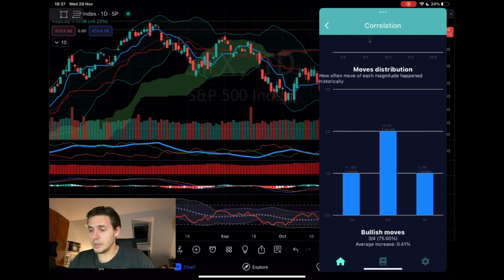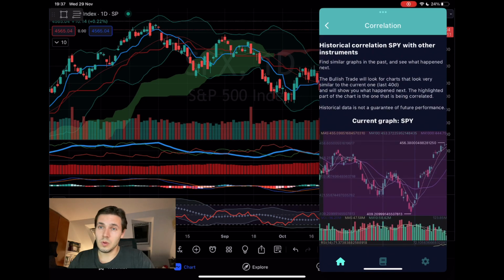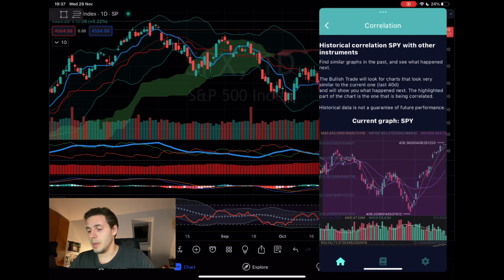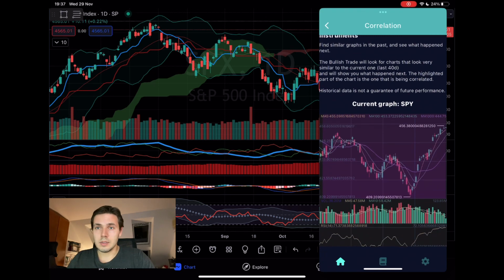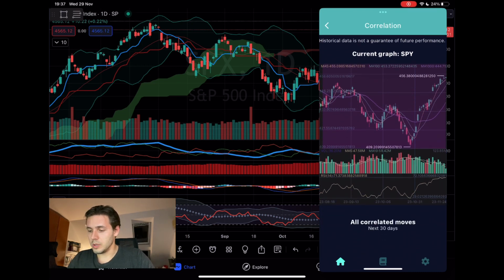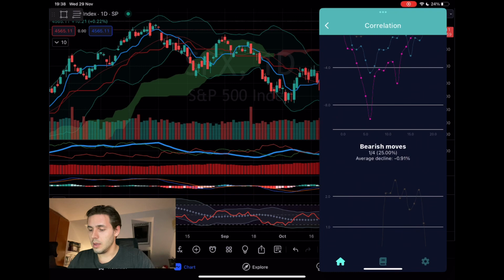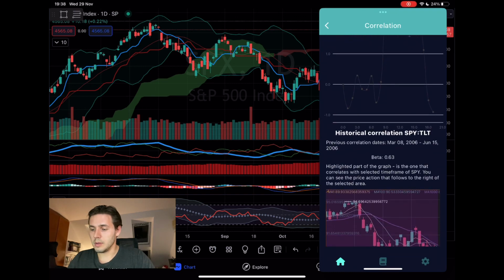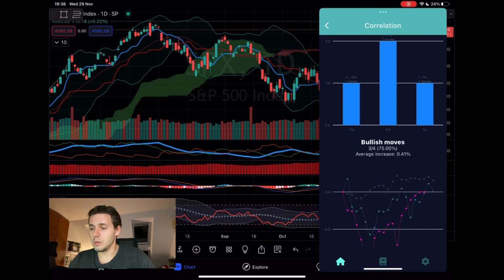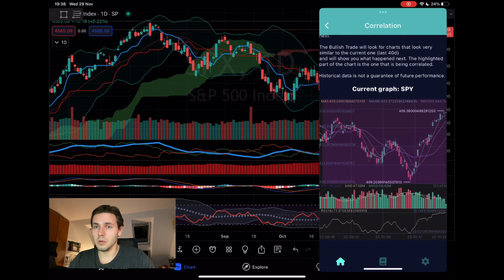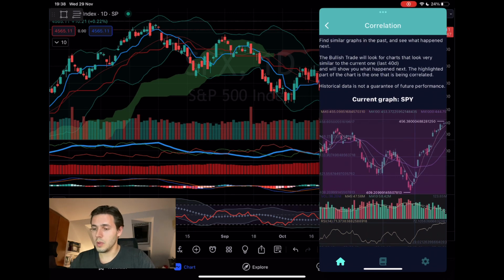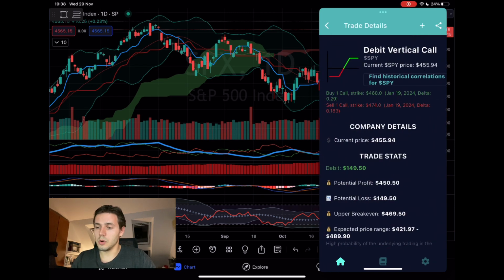So yes, this helps us to understand what happened in the past in similar conditions, and we can decide which strategy to choose. But right now there are no good correlations. The best one has beta around 0.63. It's nothing. It's not really correlated to the current move. So nothing interesting for today.